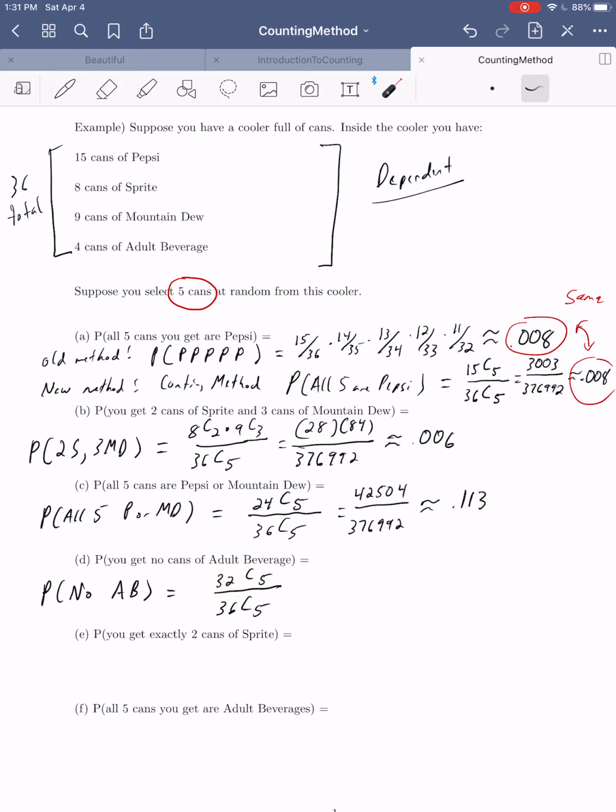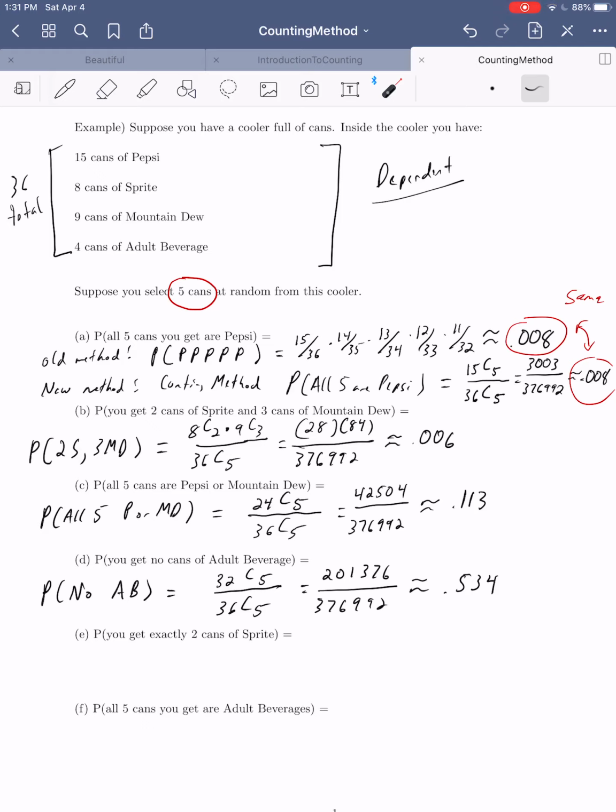We can calculate that. 32C5 in the numerator there. That should give us 201,376 over 376,992. And then we can go ahead and calculate that. And we should get that is approximately 0.534. So there's a slightly over 50% chance, about 53% chance that when you reach in and pull out 5 cans, none of them are adult beverages.